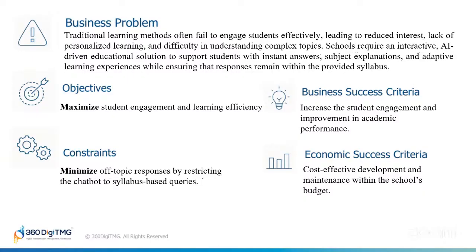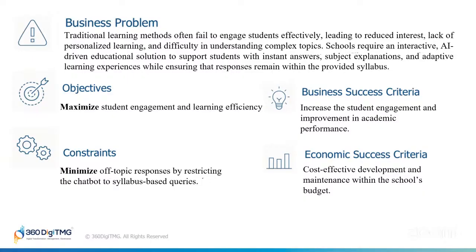So what's our objective here? To maximize student engagement and learning efficiency. And what are the constraints? We have to minimize the off-topic responses by restricting the chatbot to syllabus-based queries. What does this constraint mean? We have to minimize the off-topic responses. So what are off-topic responses? Whatever topic is apart from the school syllabus.